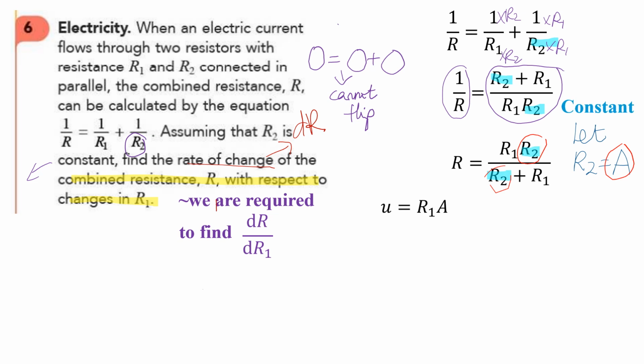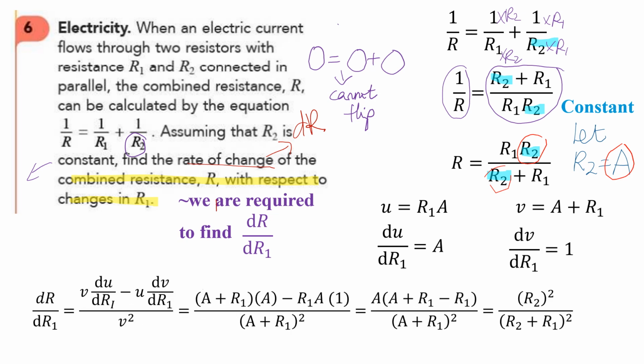So you replace R2 with A. We need to differentiate R with respect to R1. So what you get, you only get R1, just like if you think of R1 as X, you need to differentiate with respect to X. Here you get XA. You differentiate X, you get 1. Differentiate AX, you get A only. A is a constant, differentiate a constant, you get 0. You differentiate R1, you get 1.